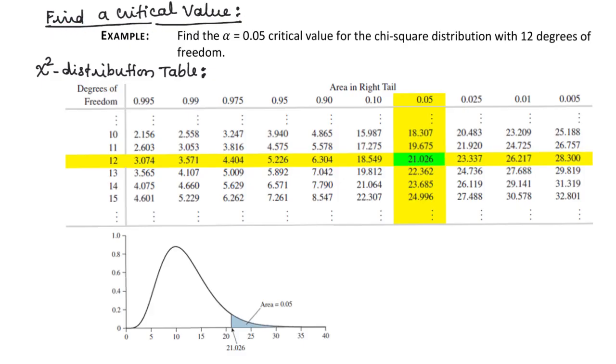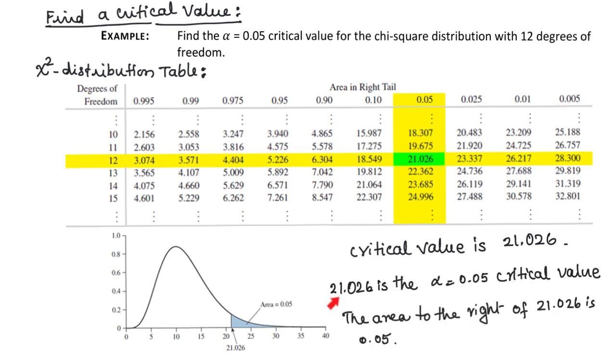Find a critical value. Find the alpha equals 0.05 critical value for the chi-square distribution with 12 degrees of freedom. In the chi-square distribution table, look at the row corresponding to the number of degrees of freedom and the column corresponding to alpha 0.05 and find the intersection. That will be the critical value. The area to the right of the critical value is 0.05. Or we can say 21.026 is the alpha equals 0.05 critical value.